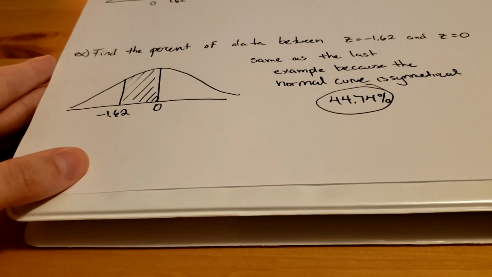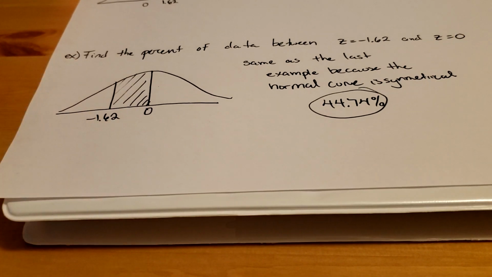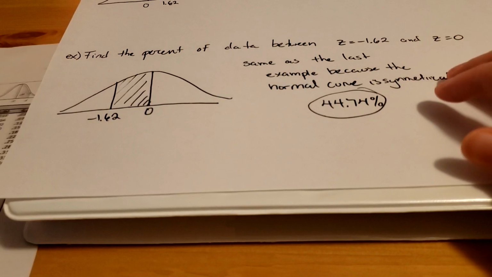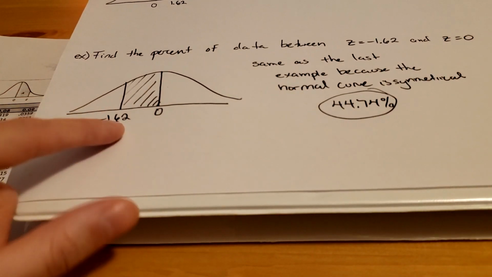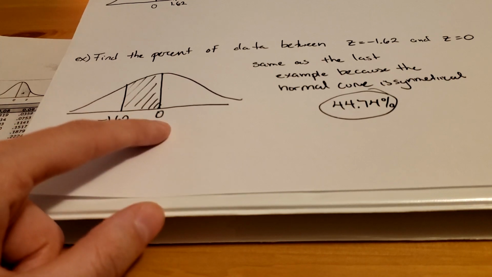Okay, so again, we're going to end up with 44.74% here. Now the table only tells us how to find pieces of area like this, between 0 and some positive z-score. But we've already seen another thing they can ask us is to find the amount of area between a negative z-score and 0.